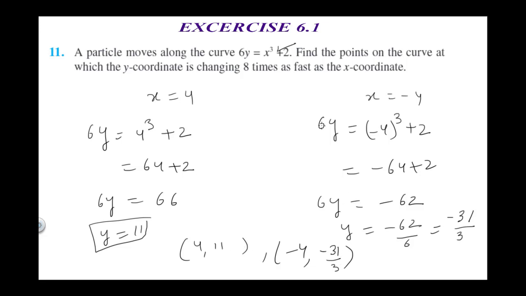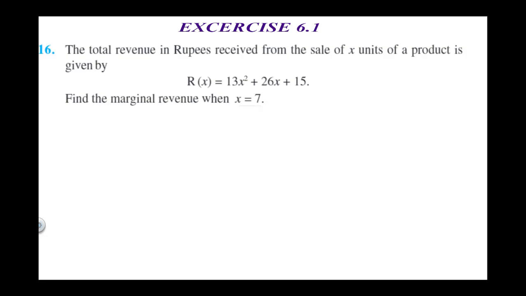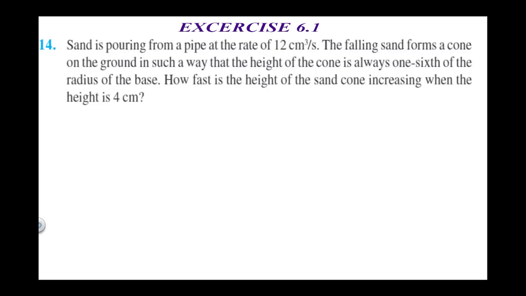So the other point is (minus 4, minus 31 upon 3). So these are the 2 points on this curve at which the rate of change of y coordinate is 8 times as fast as the x coordinate. Clear? Let us go to another question. So the exercise is really simple if you understand it carefully. Here comes the next question, question number 16. Before this, one more question is there which I want to discuss. Let us first discuss that, question number 14.